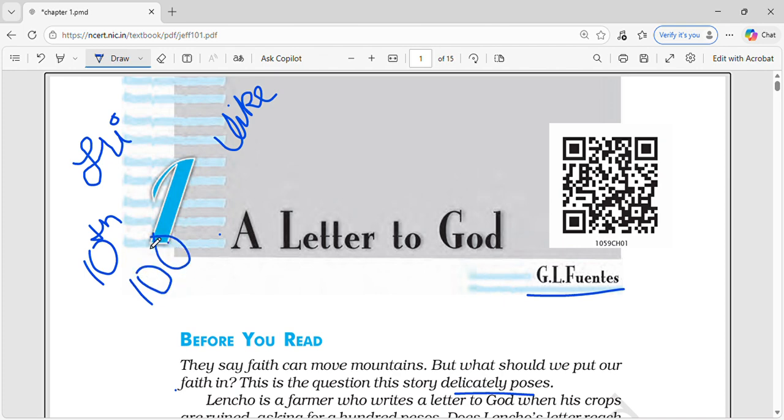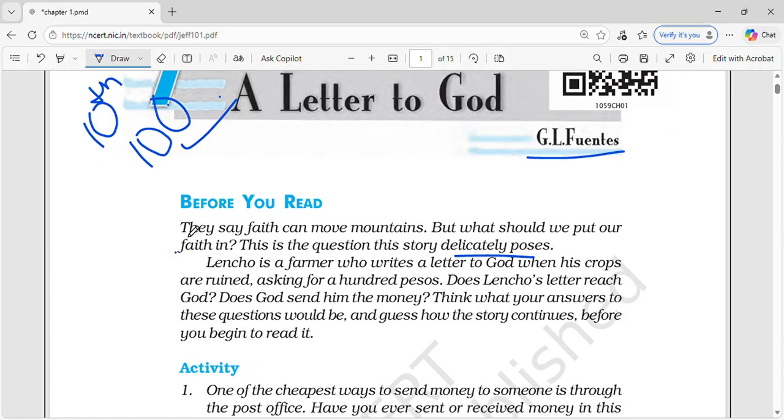So yeah, let's start. This chapter, A Letter to God, is written by G.L. Fuentes. Before you read this, they say faith can move mountains, but what should we put our faith in? This is the question that this story delicately poses. The meaning in this chapter is that faith, विश्वास जो होता है, can move mountains and do something great for us. But what should we put our faith or विश्वास in?